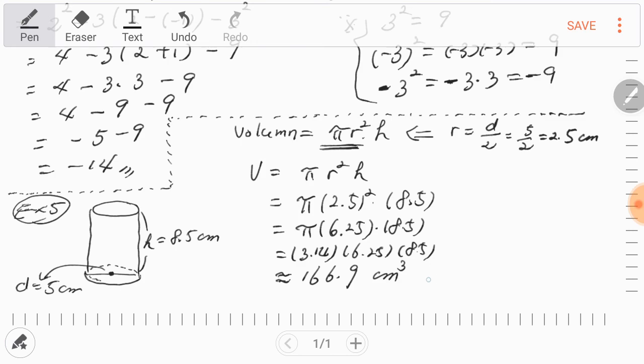That's the volume. So what you have to do is find the volume formula, and then replace all the variables with their values. Simple. So the volume of a cylinder is what? The area of the bottom, which is a circle. The area of a circle is pi r squared, times h.